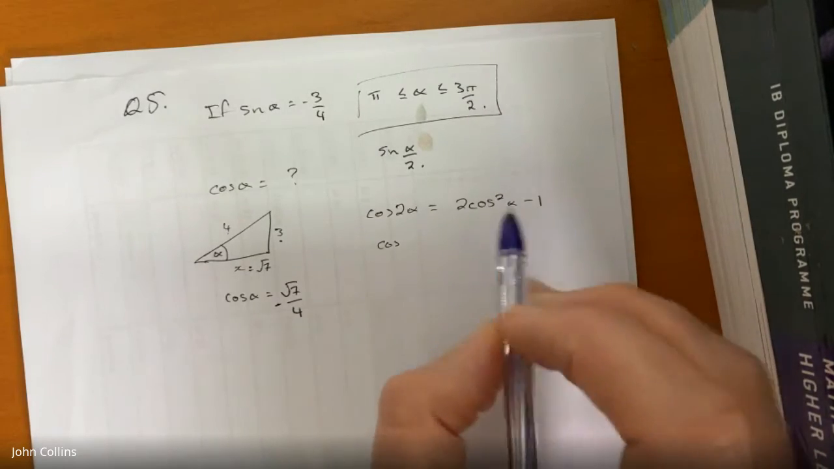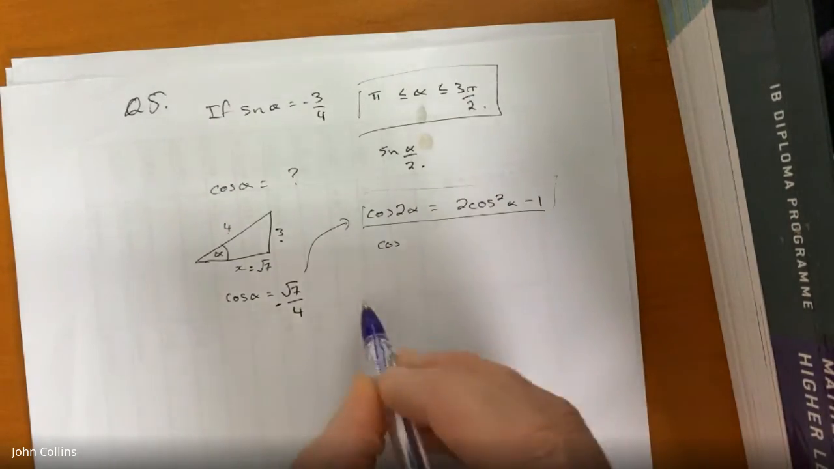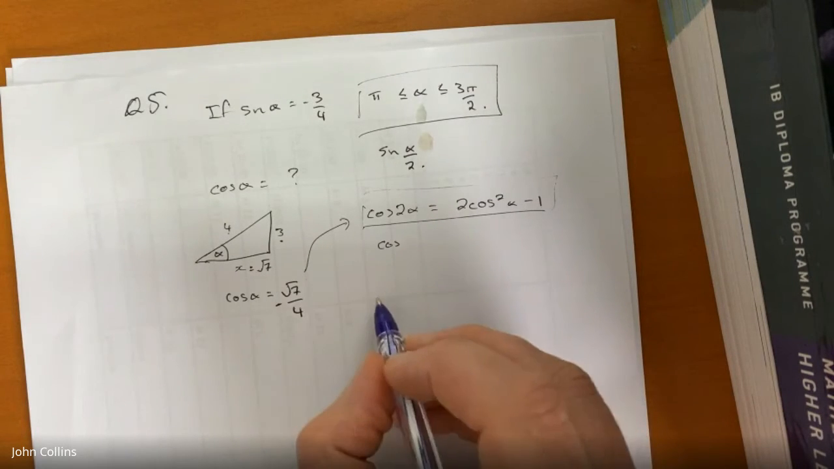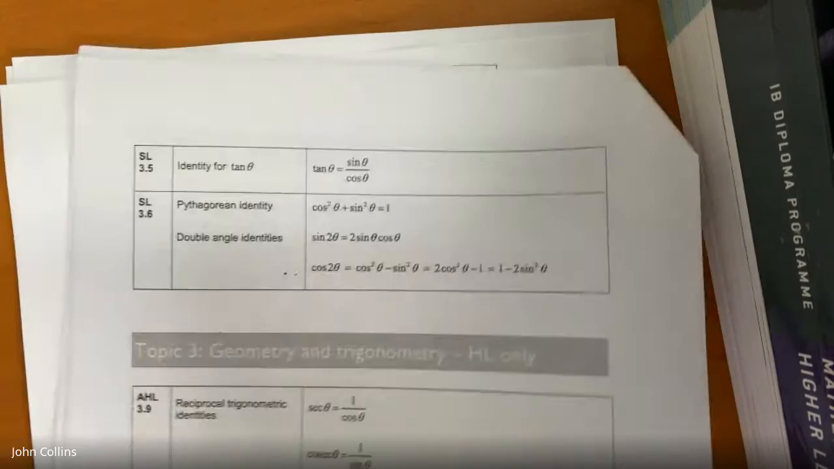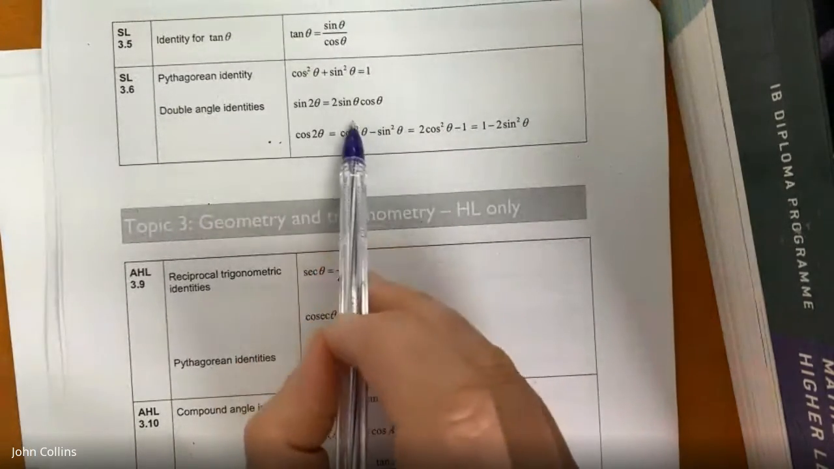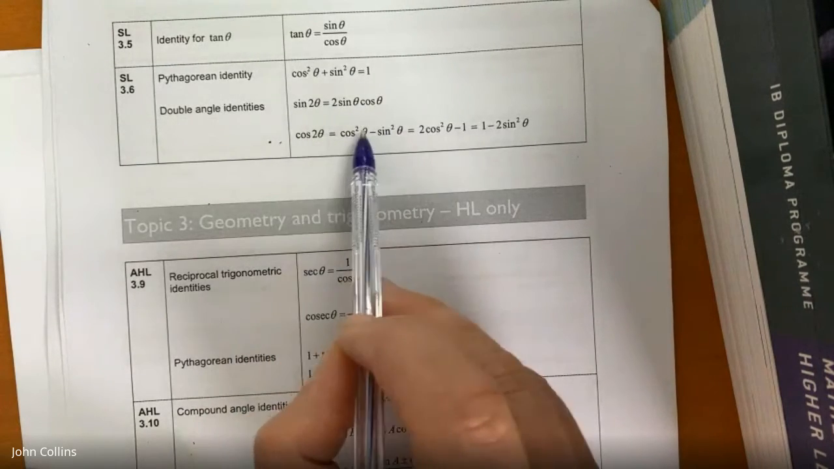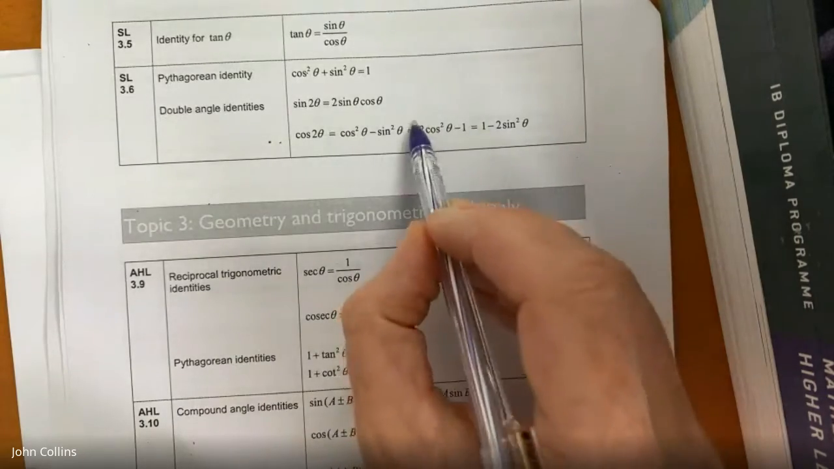This identity uses just cos on its own, and that's kind of why I chose it. It's hard to find one with just sine on its own, isn't it? If you look at all your identities in the booklet, sine is mixed in with cos. The only one that just deals with cos is this one, so that's quite useful.